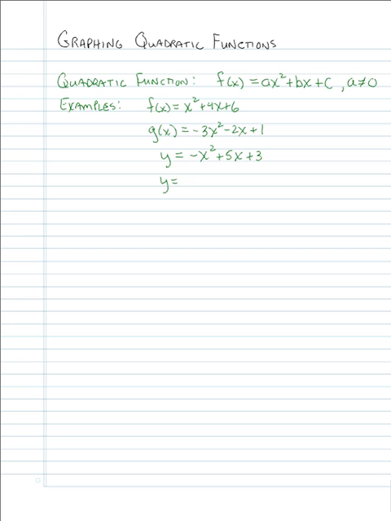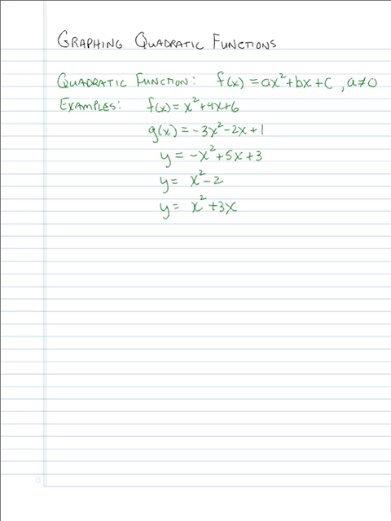For instance, we might have y is equal to x squared minus 2, or y is equal to x squared plus 3x. So we don't have to have all, and as far as that goes, we could just have y equals x squared. What we do have to have is the x squared term. Otherwise, it's not a quadratic function.